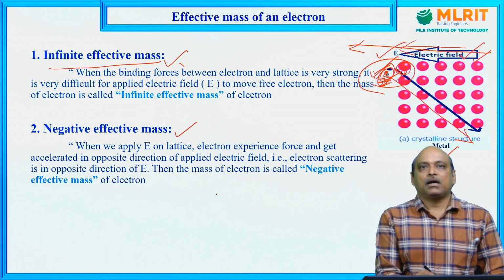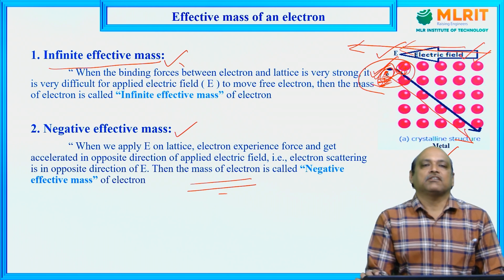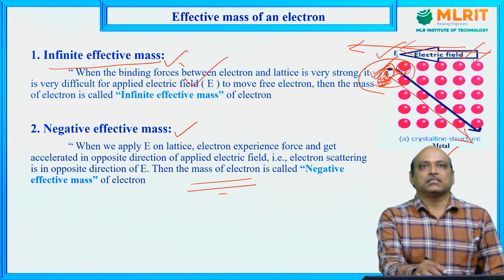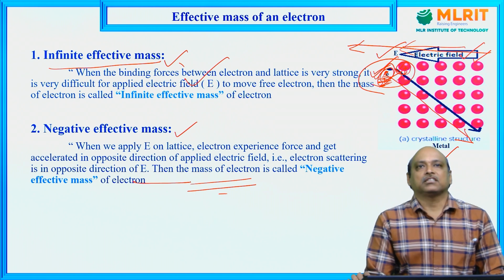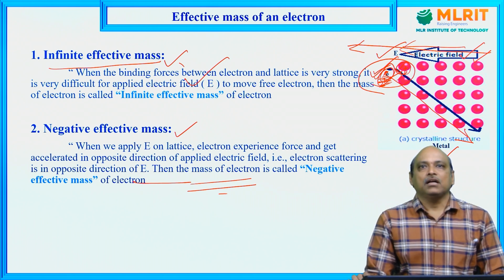Then the effective mass of electron is called negative effective mass of electron. We are calling it like that. So the first type is infinite effective mass of electron and the second type is negative effective mass of electron. Like that, we have two different types of effective mass of electrons.